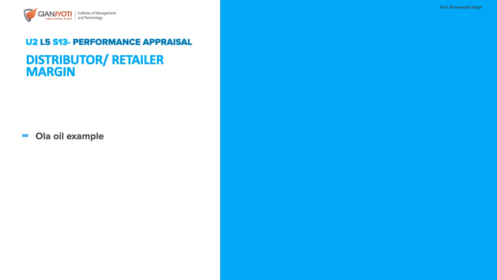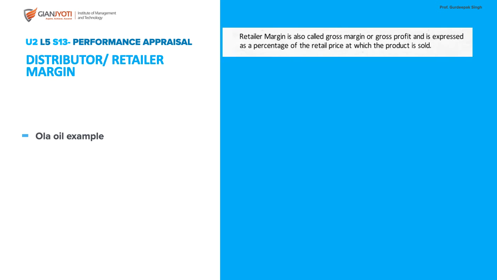When we talk about the distributor or the retailer margin, if I calculate for the retailer, you can calculate the same way for distributor margin. Let us take one example. The brand is Ola and they are selling a bottle of oil. Now, when we talk about retail margin or retailer margin, that means it is the gross margin or gross profit, which is the percentage of the retail price at which the product is sold.